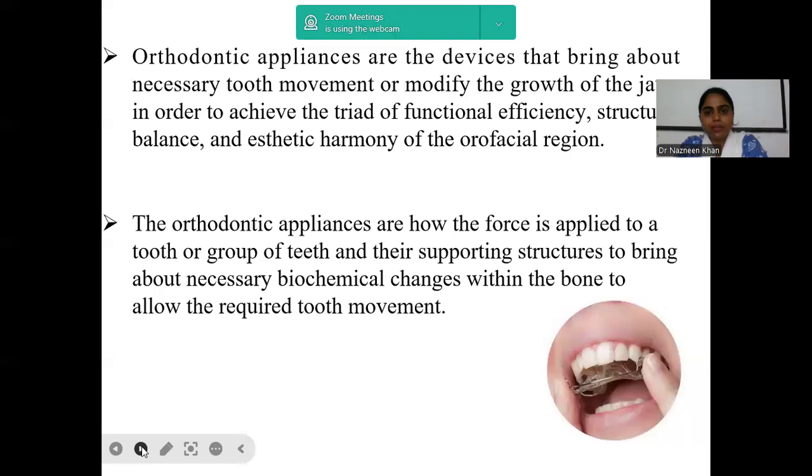Introduction. Orthodontic appliances are the devices that bring about necessary tooth movement or modify the growth of the jaws in order to achieve the triad of functional efficiency, structural balance, and aesthetic harmony of the orofacial region. Orthodontic appliances are how force is applied to a tooth or a group of teeth and their supporting structures to bring about necessary biomechanical changes within the bone to allow the required tooth movement.